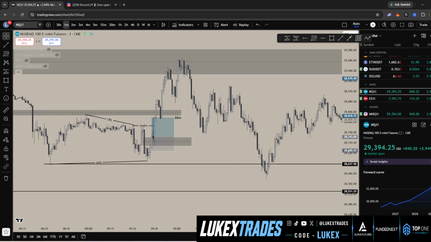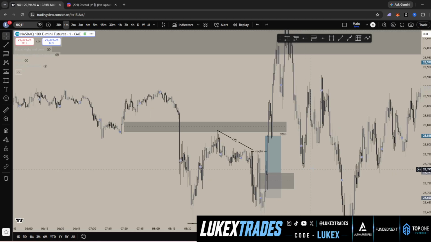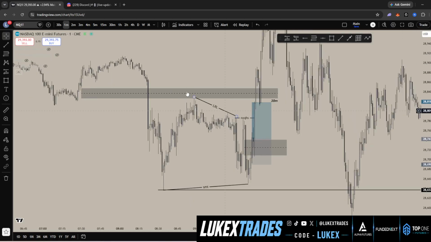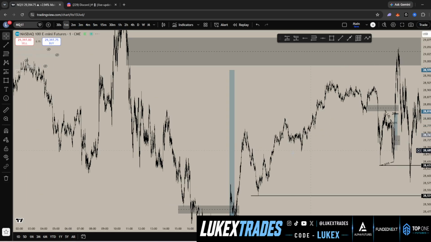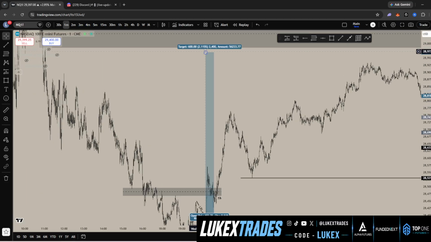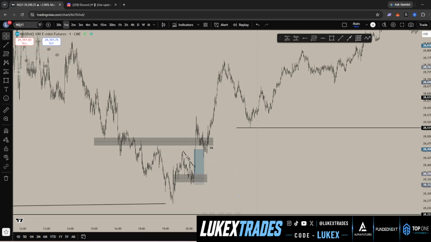Today I wanted to make a video going over very simple draw on liquidity and how you can find very simple aggressive trades like this one today. I caught this trade today and this trade last night. Obviously I didn't hold to this, but I just want to show you guys really quick the type of trades you can catch when you're looking for low resistance liquidity and higher time frame gaps.